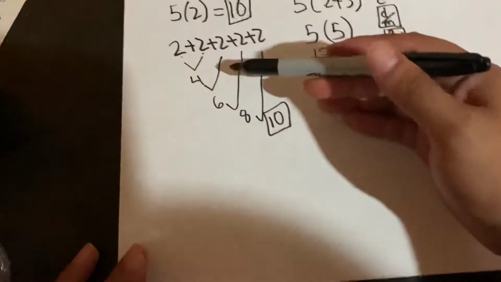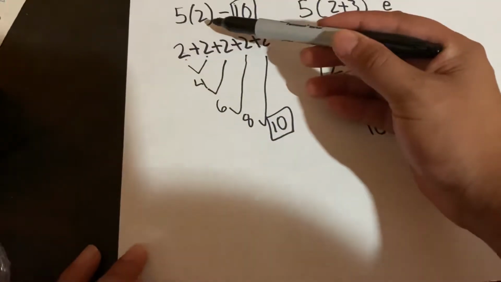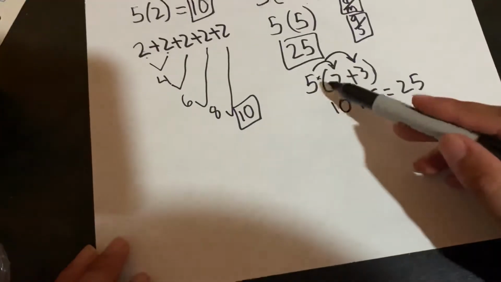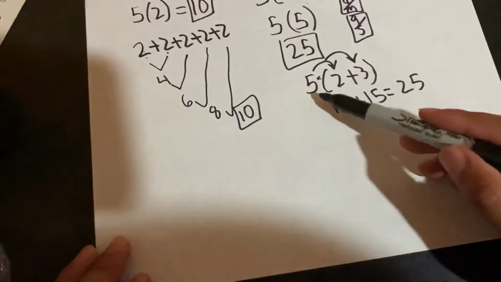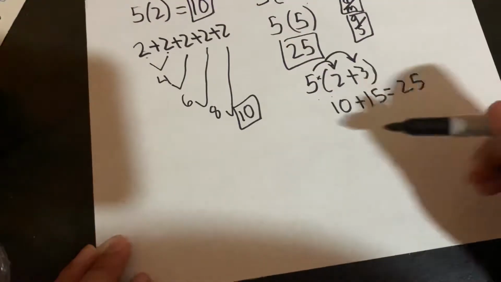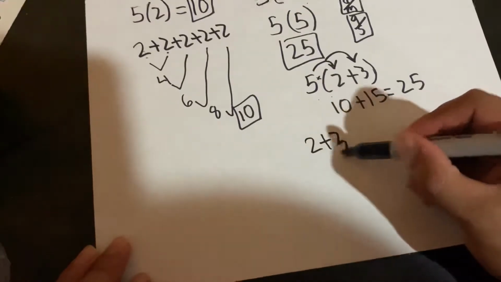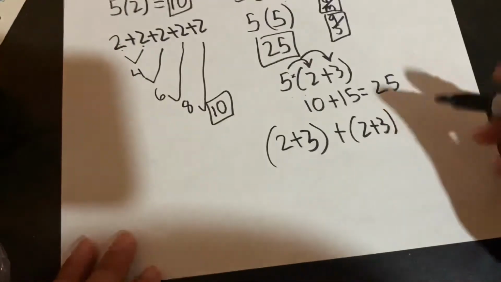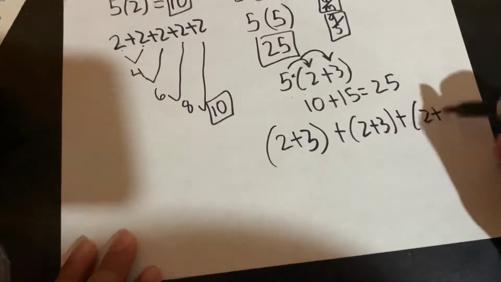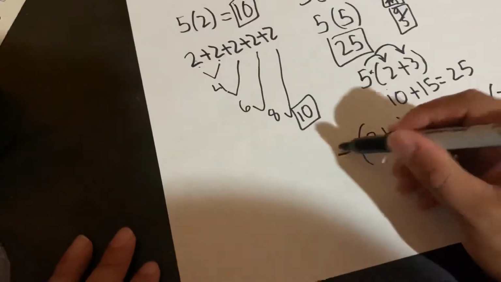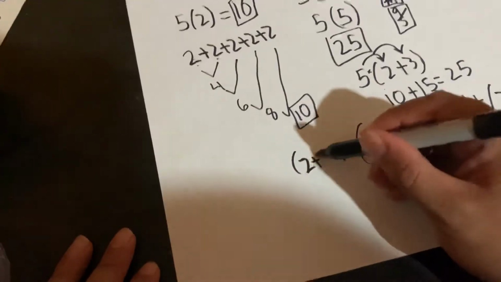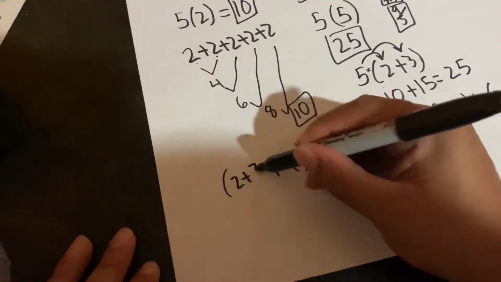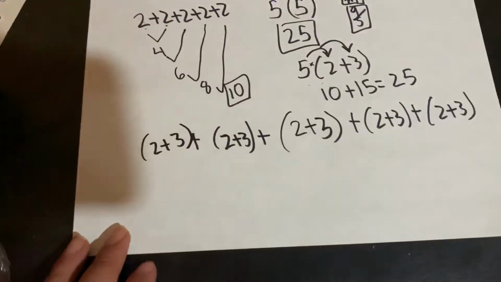Well, if we look back in our example, this said 5 times 2, which means I add 2 5 times. So using the same example, we have 5 times (2 plus 3). It's going to tell me I have 2 plus 3, and I'm going to add it 5 times. That's 2 plus 3, and then 2 plus 3 one more time, and then one more time. Now you can see I have 5 of them.